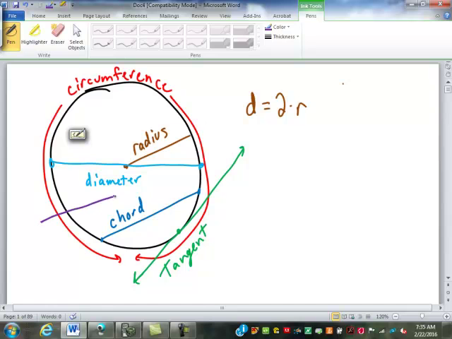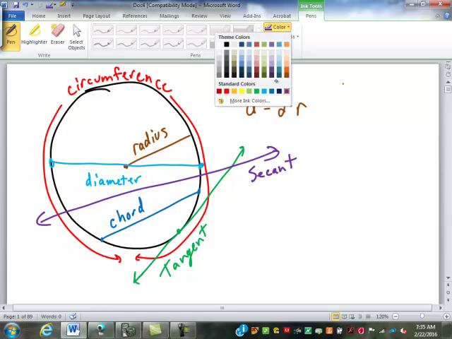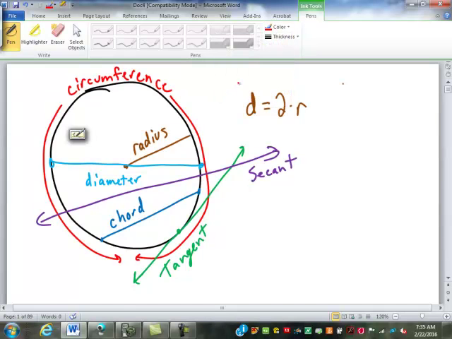And a longer line that contains a chord like this, it cuts through the circle, is called a secant. Well, that one's going to come up a lot. So now another relationship, we have diameter equals 2 times the radius. We have circumference is equal to pi times diameter, or circumference is equal to 2 times pi times the radius.